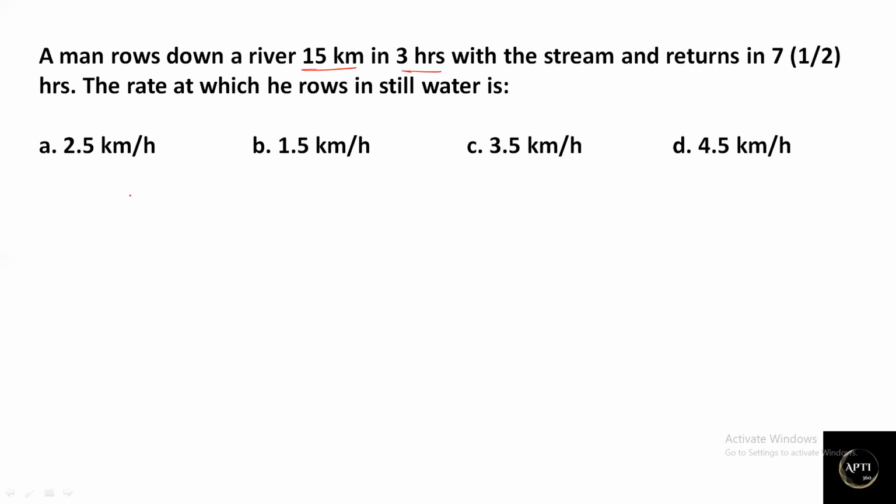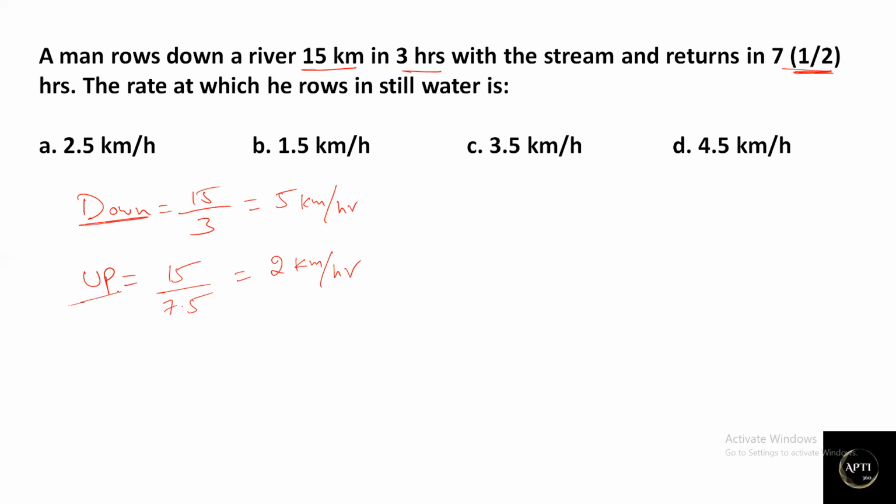Distance and time are given. Can I say rows down means downstream? What is the downstream speed given? 15 divided by 3. Why 15 by 3? Distance by time gives you speed. What speed? Downstream speed, which equals 5 kilometers per hour. Similarly, can you tell upstream? He returns in 7.5 hours. The same distance, the same 15 kilometers, he traveled for 7.5 hours. How many times is 7.5 in 15? 2 times, so 2 kilometers per hour. So we know downstream and we know upstream.